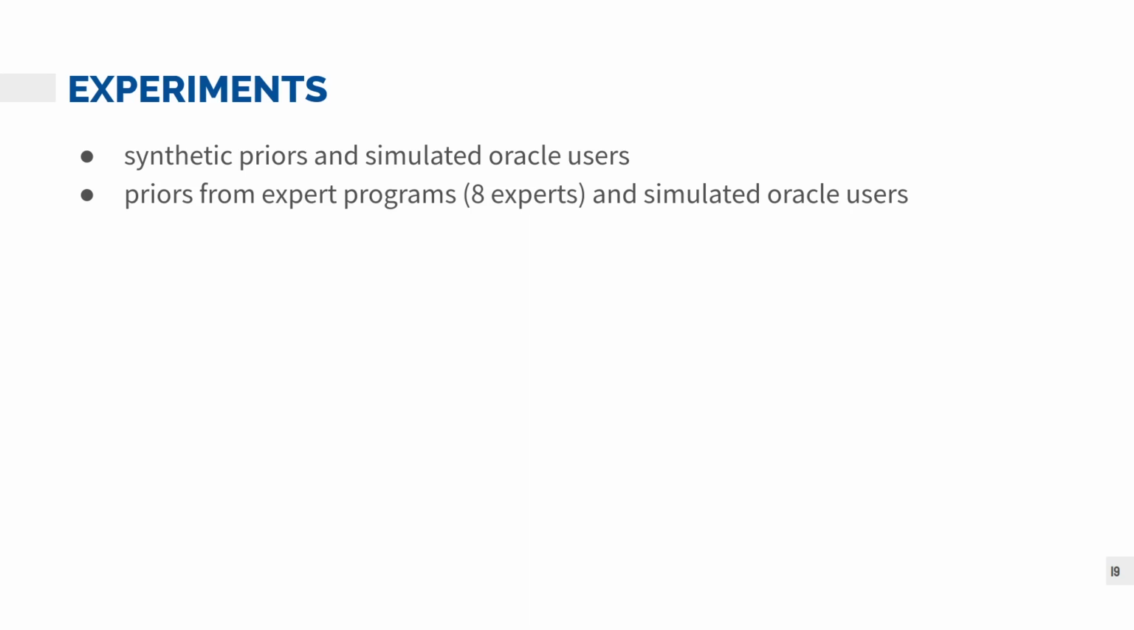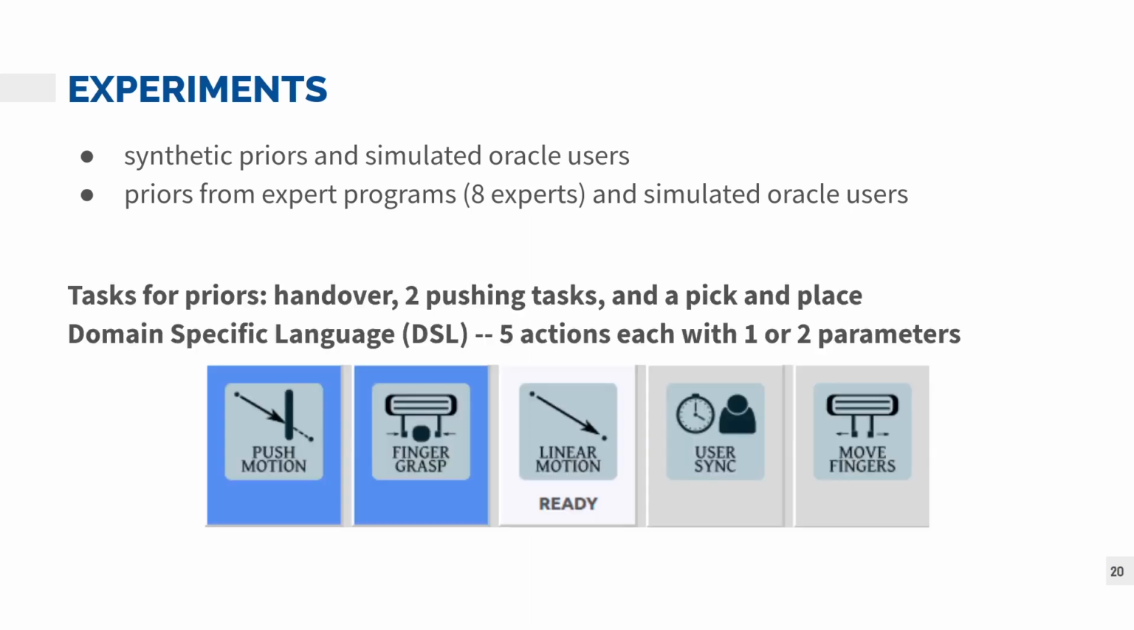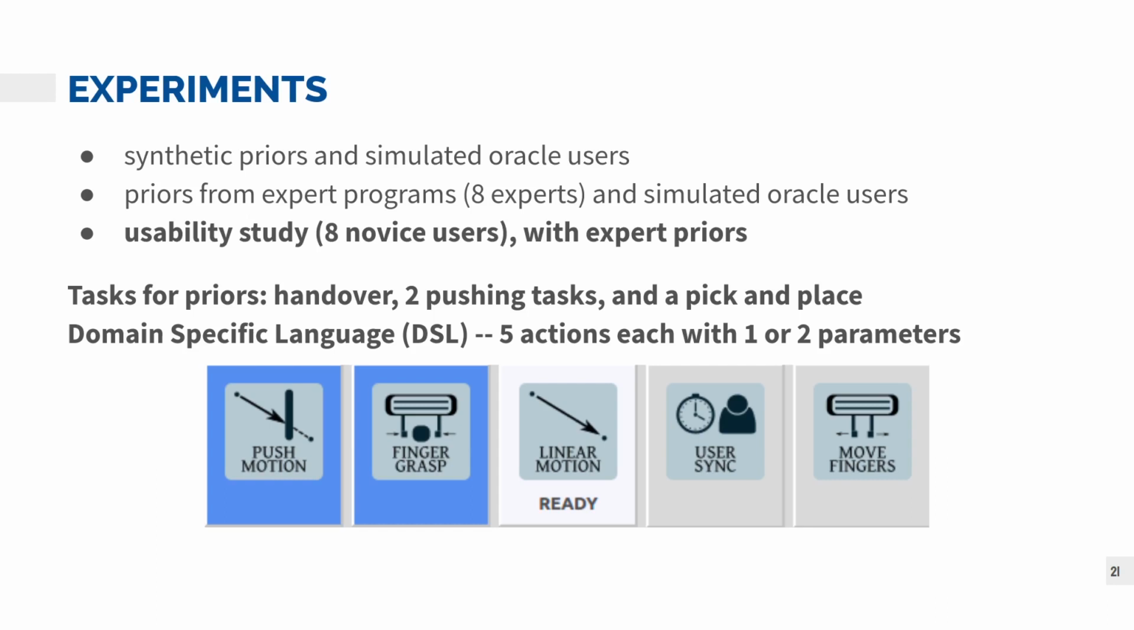To evaluate our tuning approach, we tested its performance in simulation, first with synthetic priors and then with priors extracted from robot programs authored by expert users, targeting 4 tabletop tasks. To do so, we designed a simple domain-specific language for the Panda robot, with 5 parametrized actions. We then ran a small user study with 8 novice users. In this presentation, I will focus on this user study. More details about the simulation experiments are of course presented in the paper.